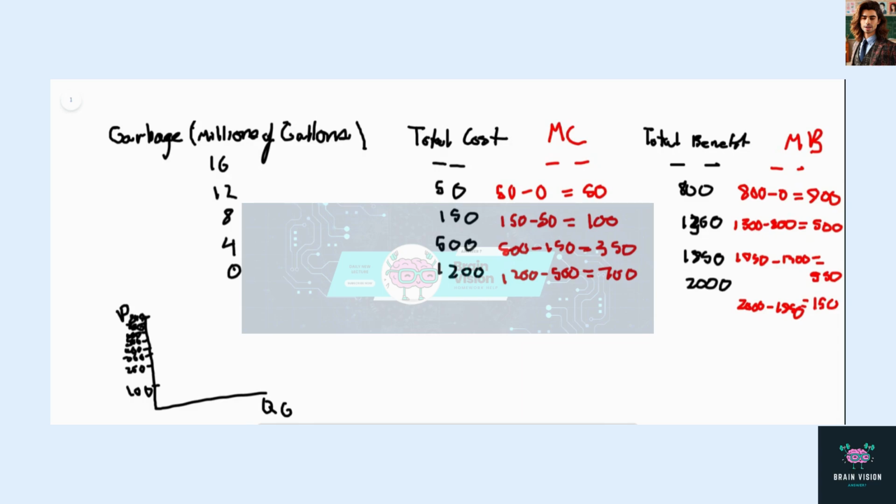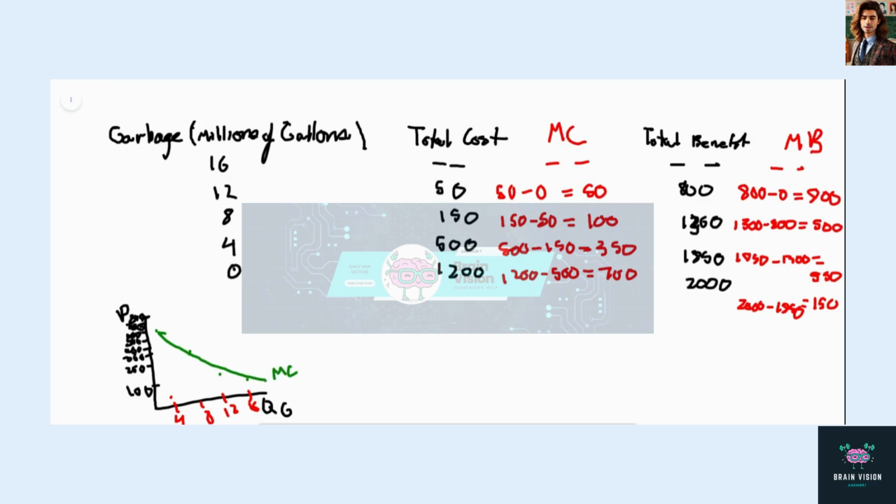And so let's graph the marginal cost. So 50, and this is at 16, 12, 8, 4. So 50, 100, 350, 700. And so this will be our marginal cost curve.